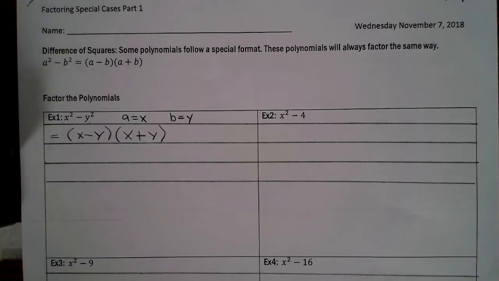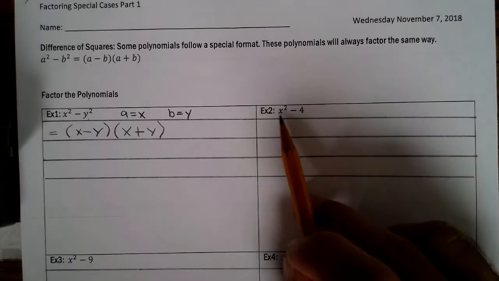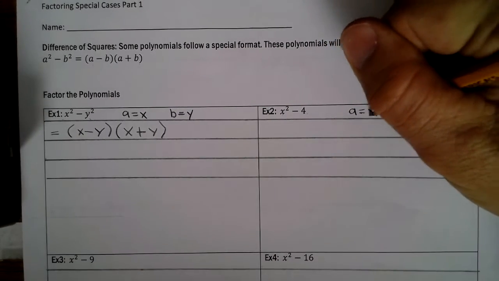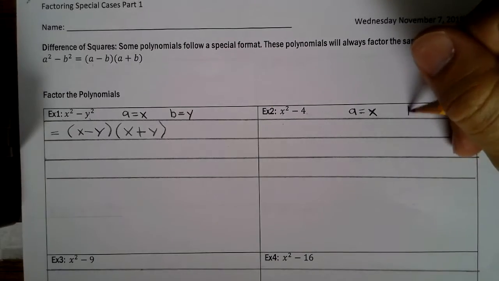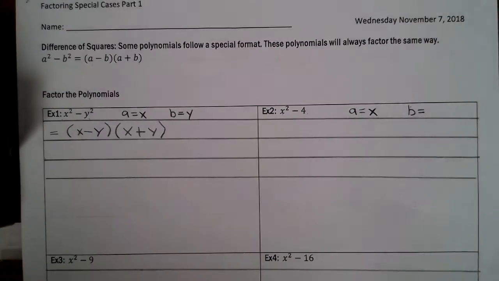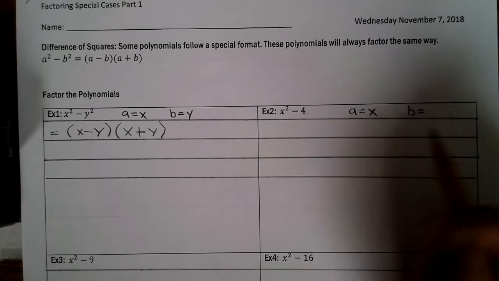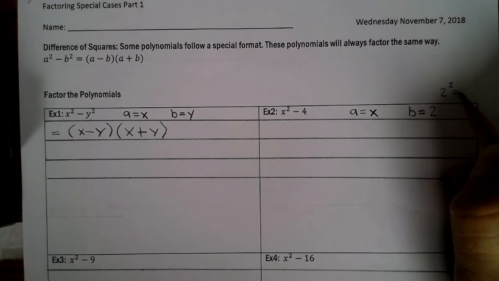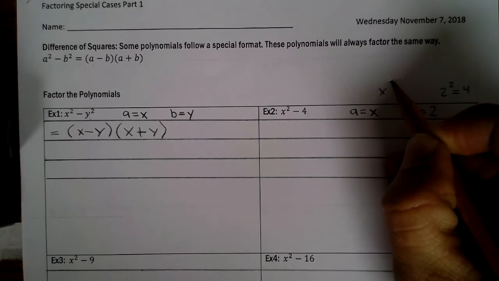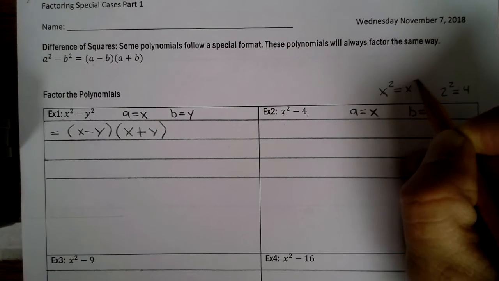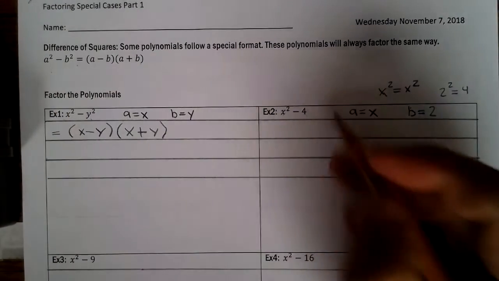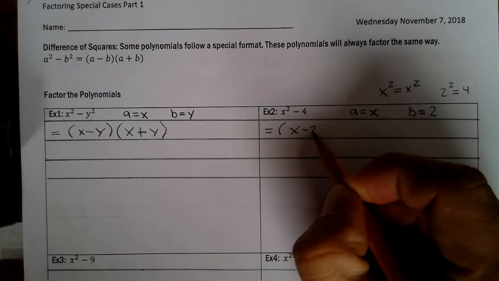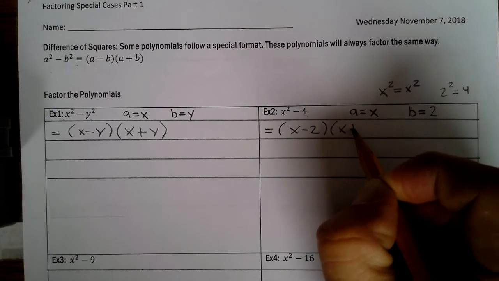All right, now example 2. So if you think that it's a squared minus b squared, you want to first look at what a and b is. Well, a would be x, and that makes sense, x squared. B, now you want to think, well, is there a number I can square to get 4? The answer is yes, 2. Because 2 squared is 4 and x squared is x squared. So you have a squared minus b squared. So your answer is real simple. X minus 2 times x plus 2.